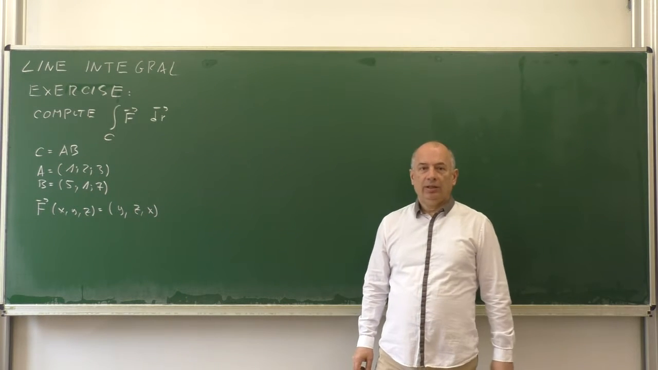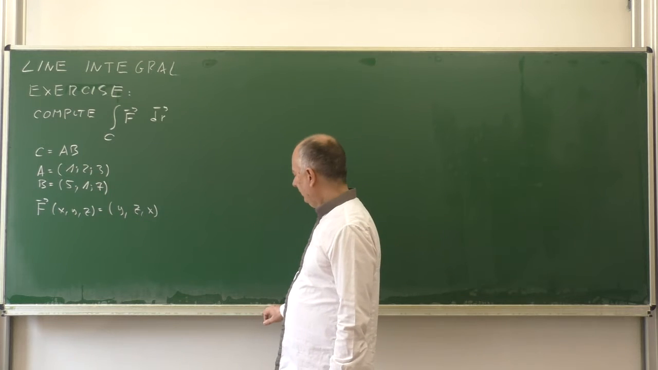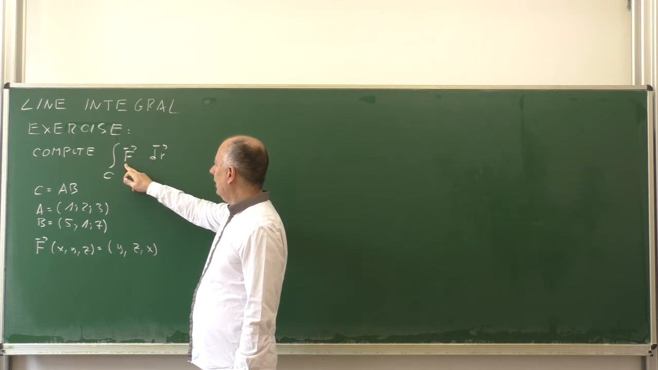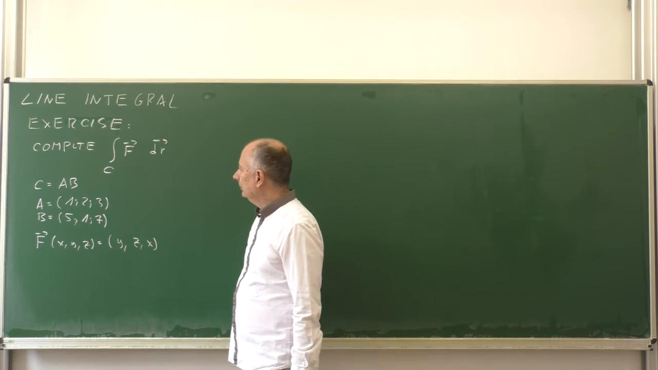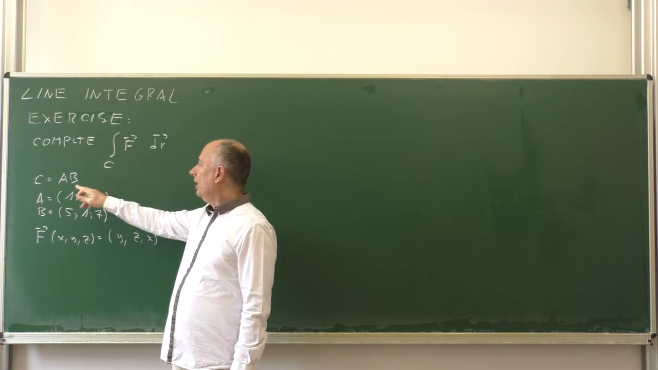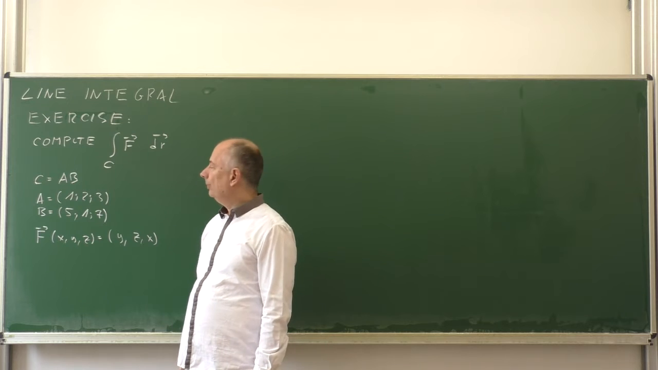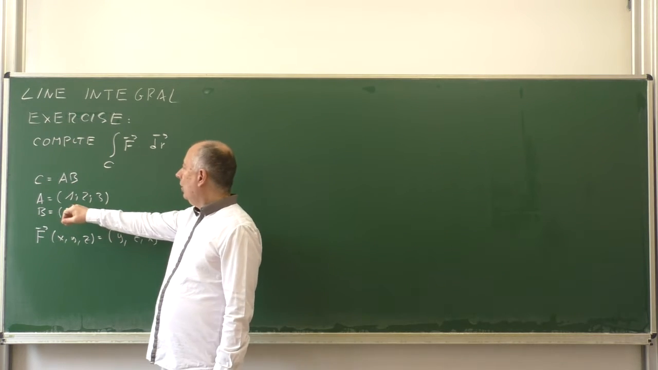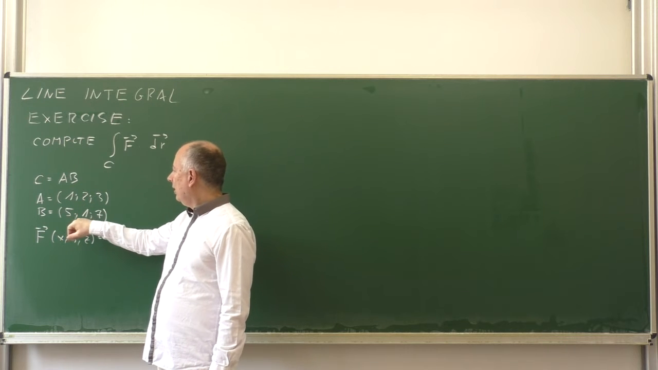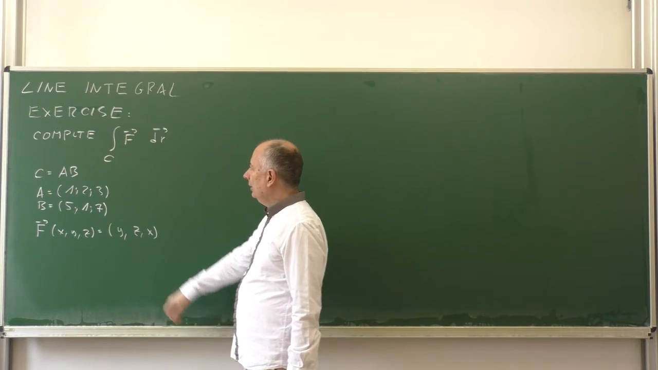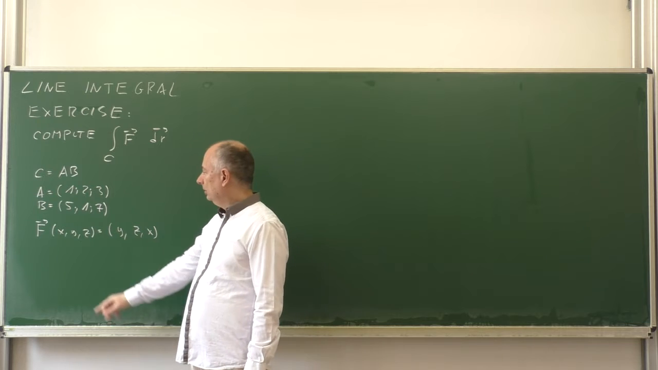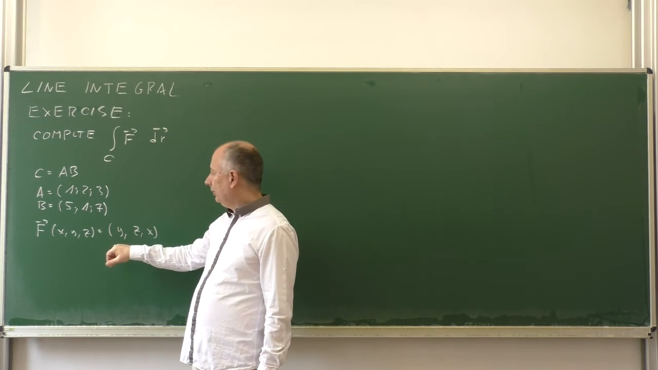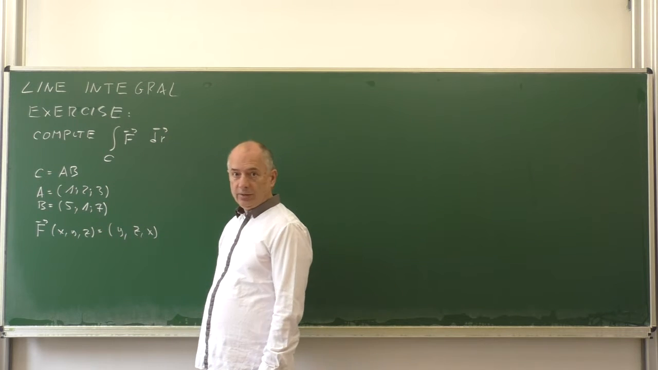Let us practice the line integral using the following exercise. We want to compute the line integral of the vector field f · dr, where the curve C is a straight segment AB, and A and B are 2 points in a three-dimensional space with coordinates (1, 2, 3) and (5, 1, 7). And the integrated function, the vector field, at the point (x, y, z), has the following 3 components of the result: y, z, and x.